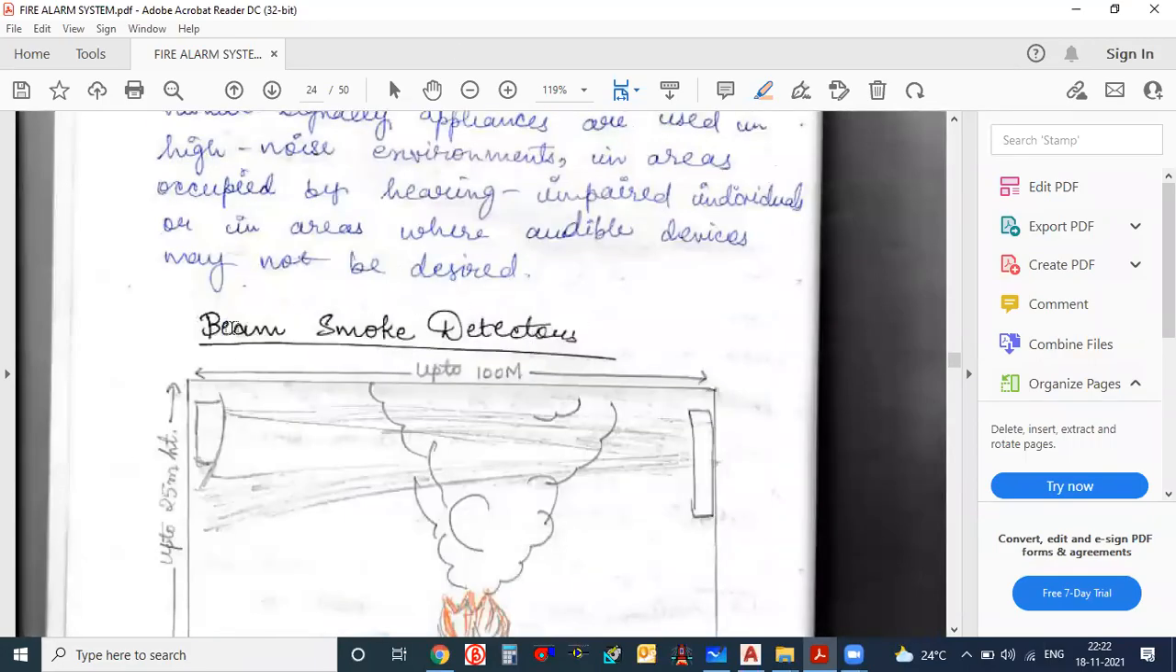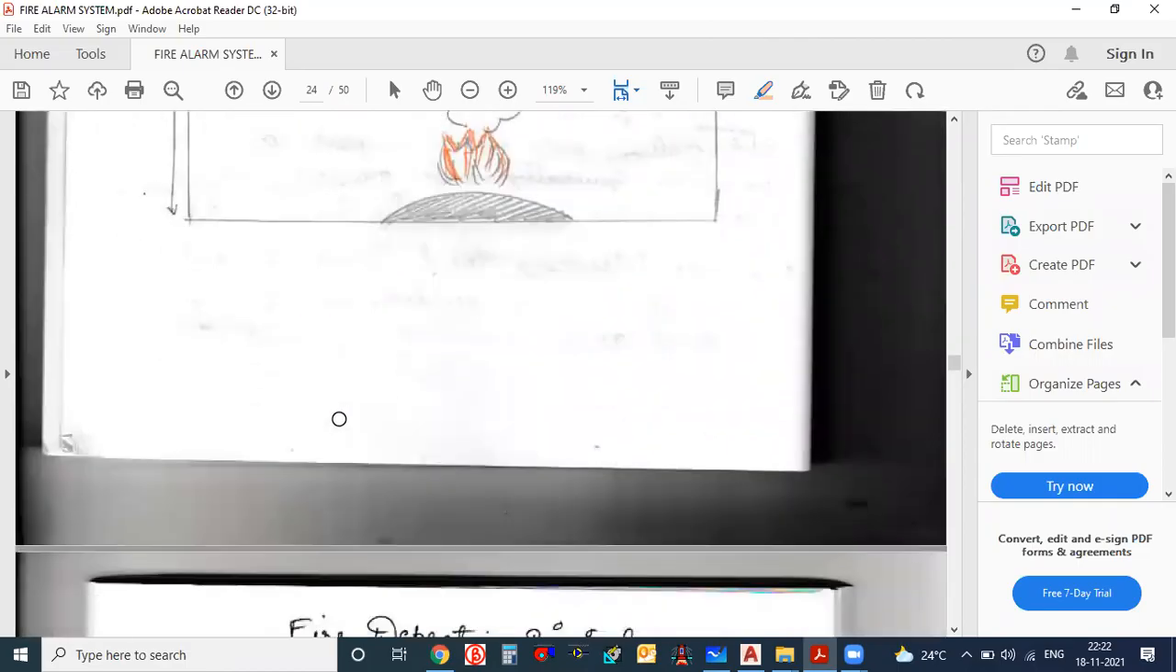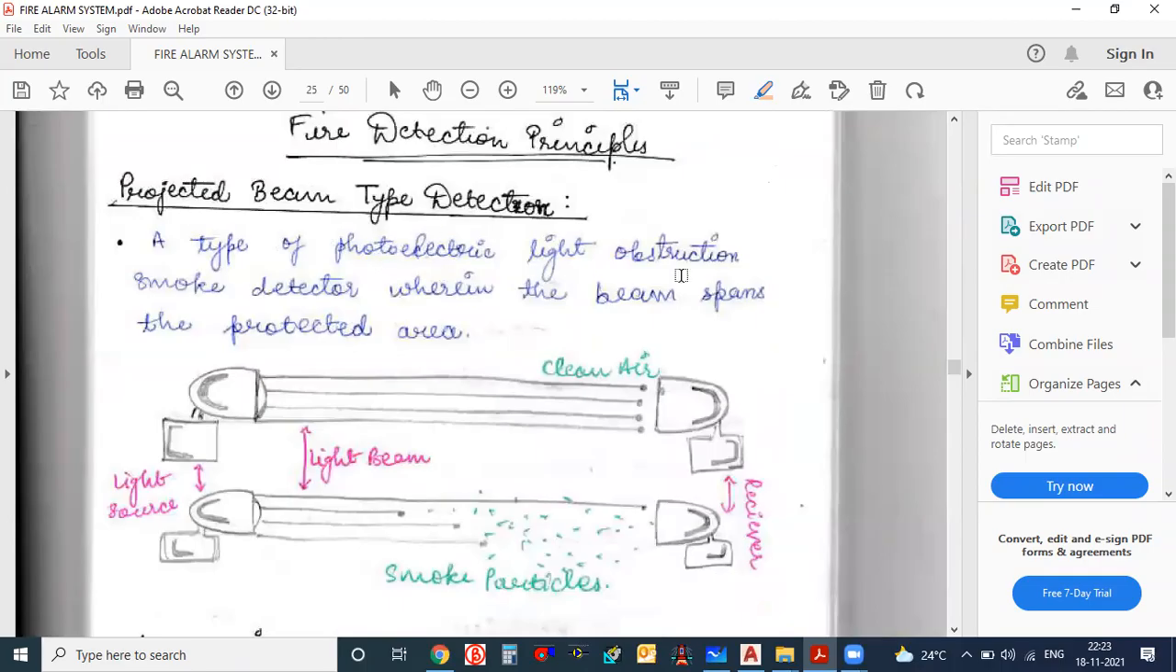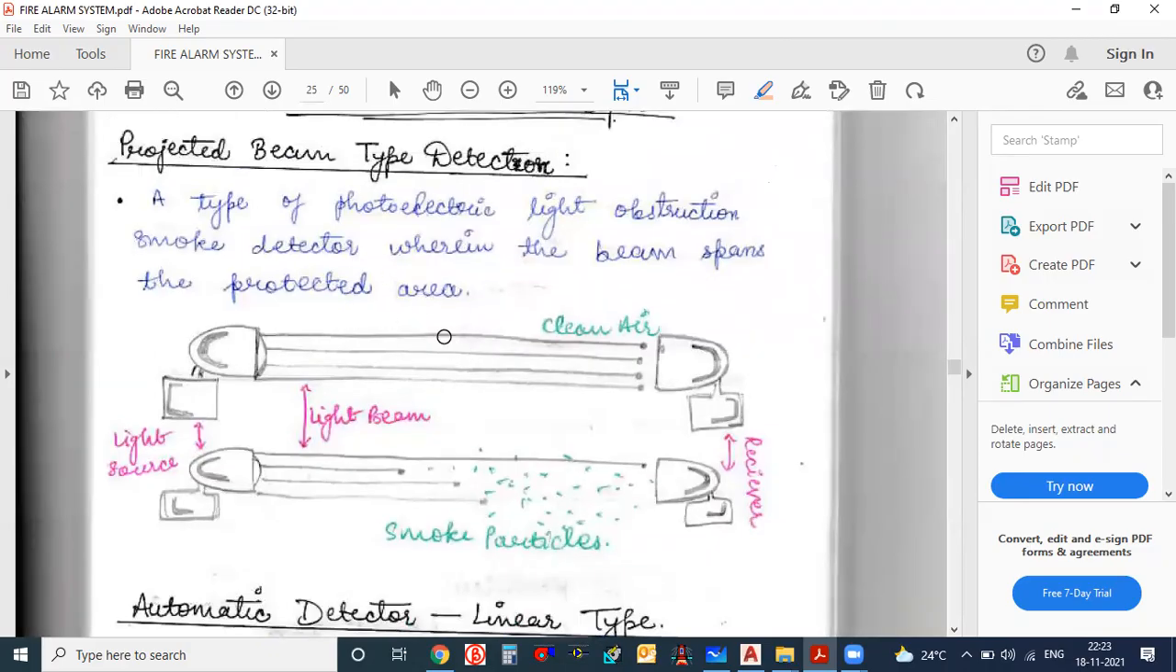Now here it is talking about the beam smoke detectors. Suppose you are going with the beam smoke detector, how will it be? Some principle I think it will show here. Projected beam detector, a type of photoelectric light obstruction wherein the beam spans the protected area. So maybe this is the light source, it is passing here, and smoke particles will be there, and there will be two units, one source and one receiver.